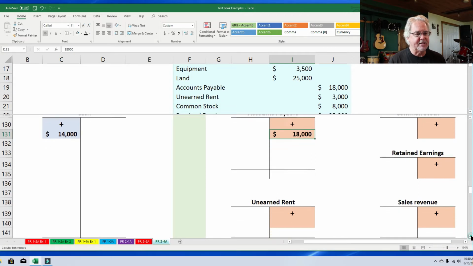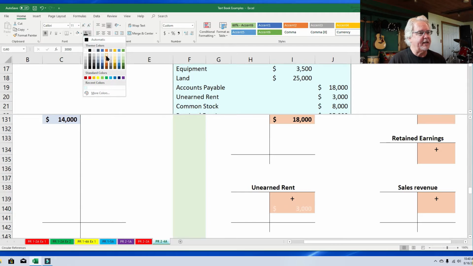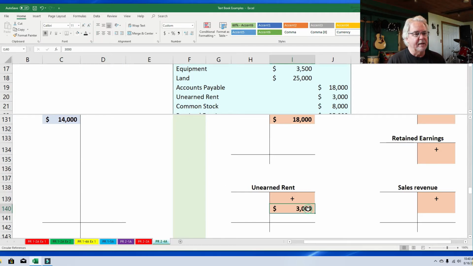Now, unearned rent, what this is, somebody is renting something from Fred. So Fred is renting something out, maybe some equipment. And the customer paid the rent in advance. And so this rent has not been earned yet. So rent is a contract of being able to use property, and the time has not gone by yet. So unearned rent, $3,000 on the right-hand side.